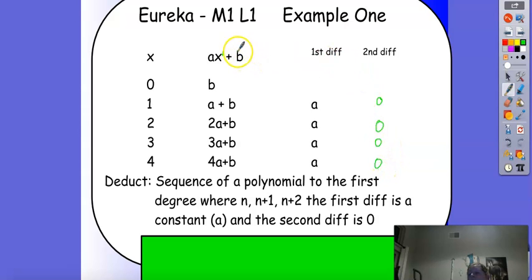And that makes sense because if it's to the first power, it's a line. And don't lines have a constant rate of change? And the difference, or their slope, is constant. You get that constant there.